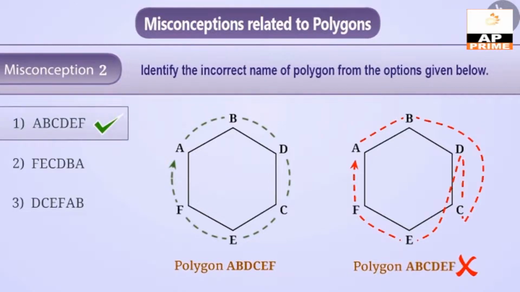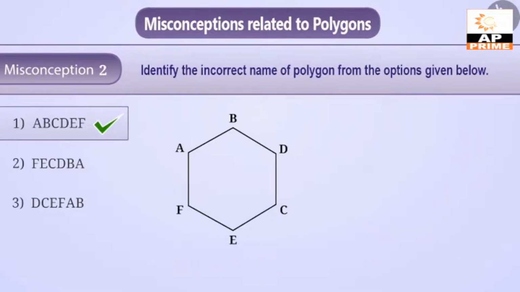Some students understand that naming the polygon starts from the left side only. Therefore, they think that the name of the polygon will start from either F or A and not from D. Therefore, they think that the name given in option 3 is incorrect. Hence, they give the answer as option 3. But this is a wrong answer.